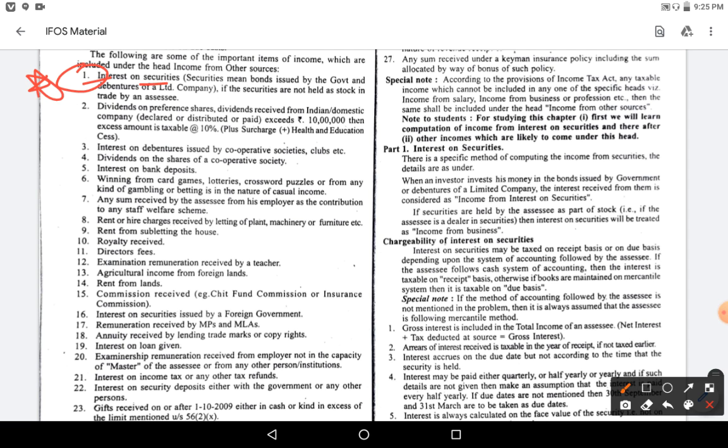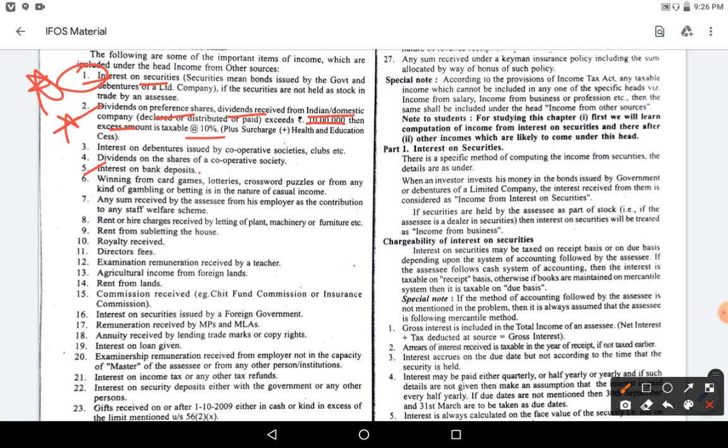We will discuss that separately, don't worry. Next, dividend on preference shares. Dividend received from an Indian company up to 10 lakh rupees is not taxable; above 10 lakhs it is taxable at the rate of 10%. If dividend is received from other than an Indian company, that is a foreign company, then it is fully taxable. Other things we will discuss later on. Dividend related points also we will discuss in detail, don't worry.